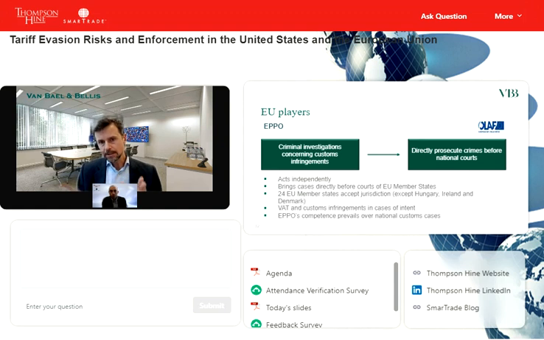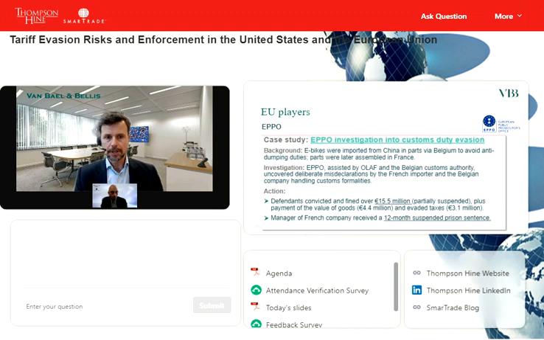The caveat is that the competence of EPO is limited to customs infringements where there is intent. So it's intentional infringement. But there is always a risk that this notion may be interpreted very broadly. And as I said, EPO is extremely active. Again, you have an example here that you will get when you get the presentation. You can click on this.